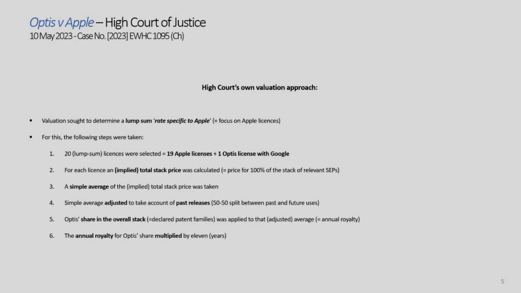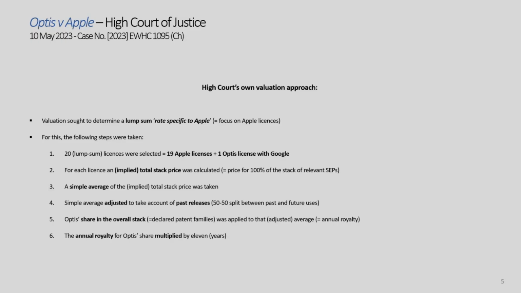And with this simple average, it adjusted that to take account of past releases. So it made a 50-50 split between past and future sales. And then it applied Optis' share of the overall stack to this amount and reached then an annual royalty amount that would be payable for Optis. And this annual amount, as we saw, was multiplied by 11. So this was, in a nutshell, the way the court made the valuation.